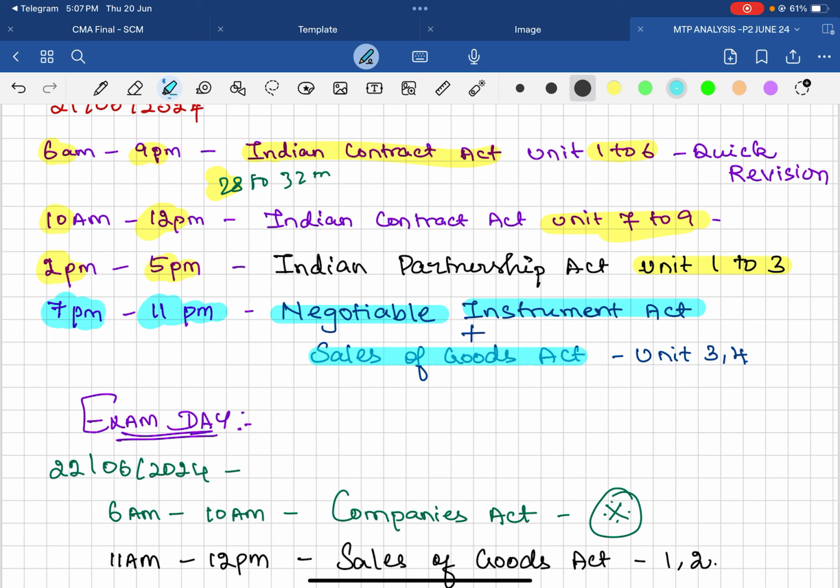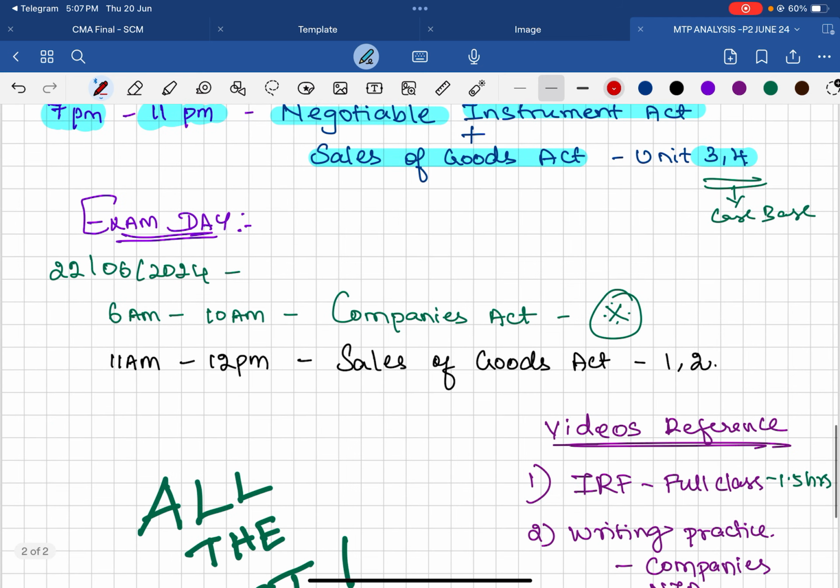And then go for the Sale of Goods Act, units 3 and 4 directly, because this is not the time to study from scratch. You just need to revise it at this time. You can directly revise units 3 and 4. Units 1 and 2 you can revise later, because you may expect a case-based question or a direct question from there, so you can easily do it on the exam day.